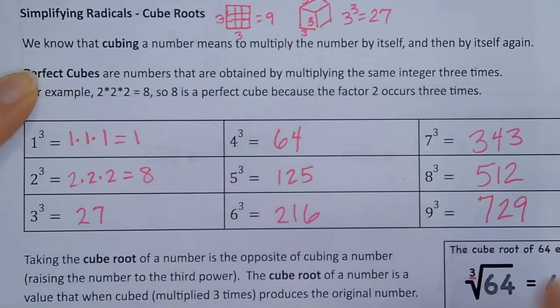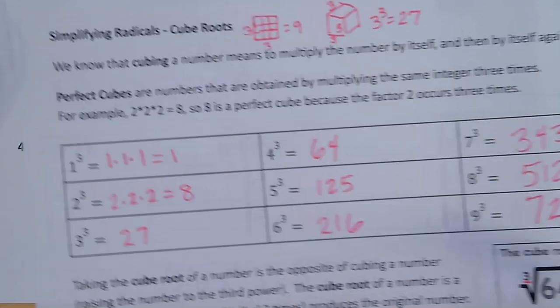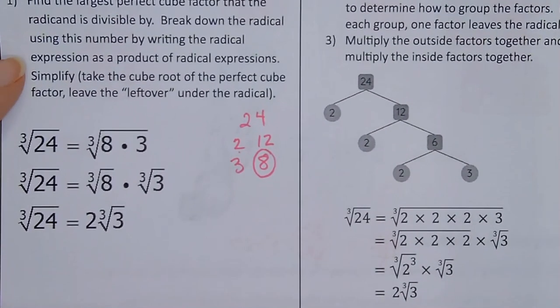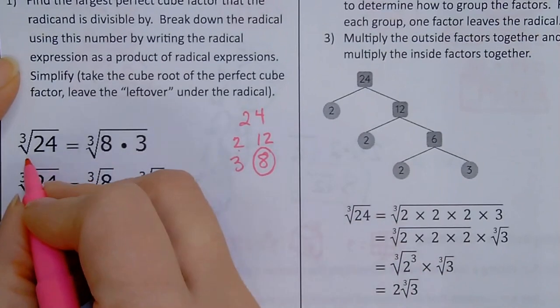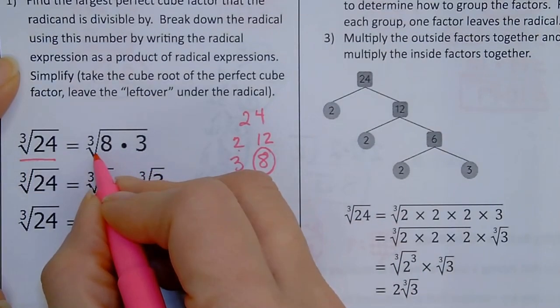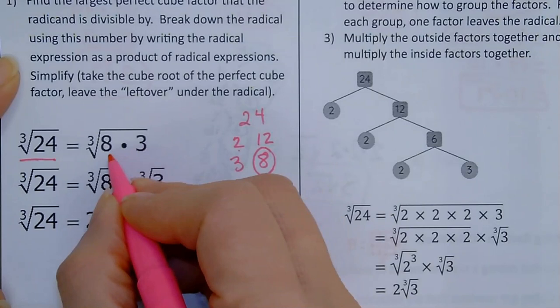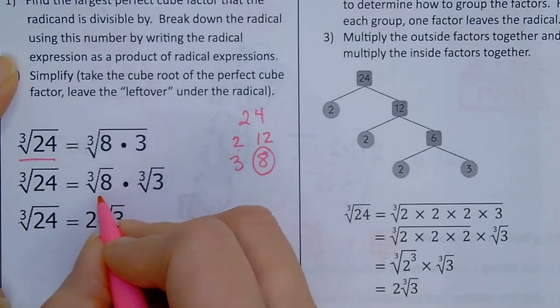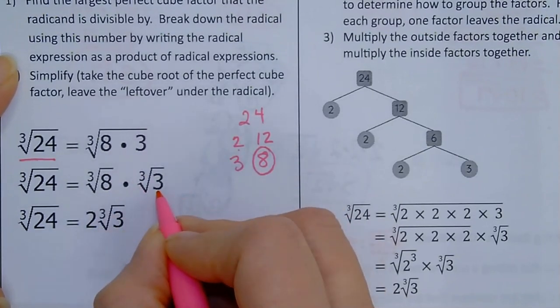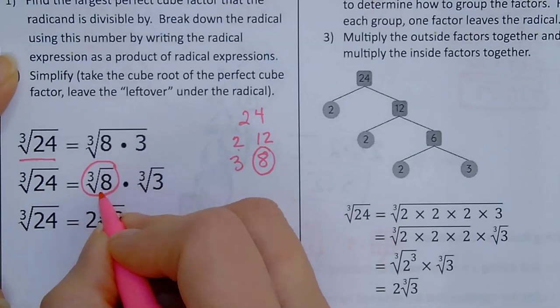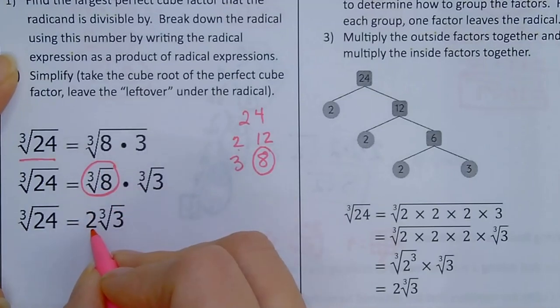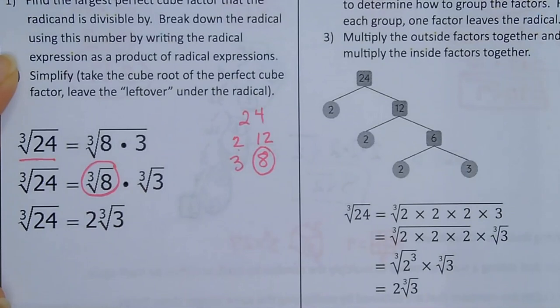That means I can take the cube root of it. So if I have the cube root of 24, I can rewrite it as the cube root of 8 times 3 and split that up. So it's the cube root of 8 times the cube root of 3. And this I can simplify. The cube root of 8 is 2. And so that's how I get 2 times the cube root of 3.